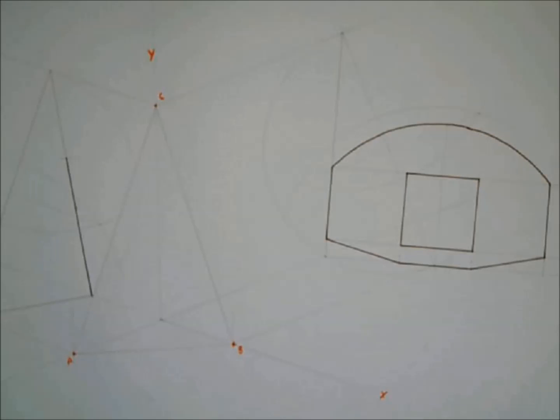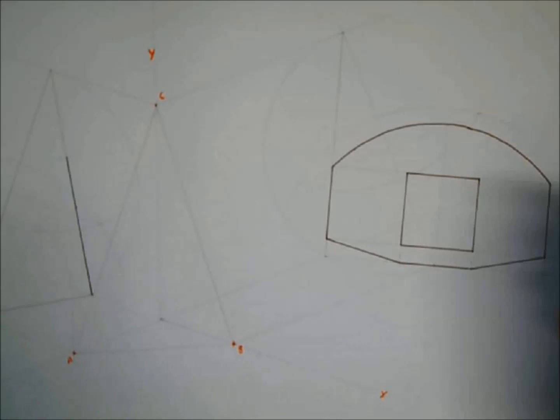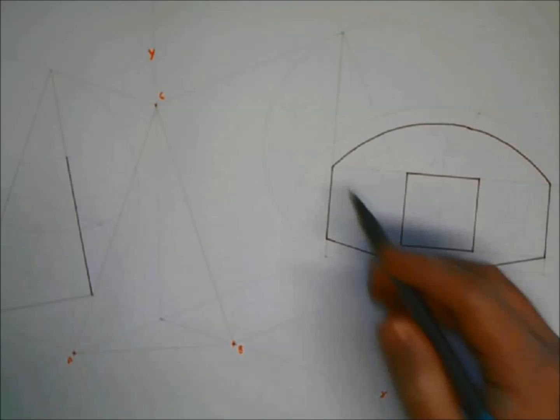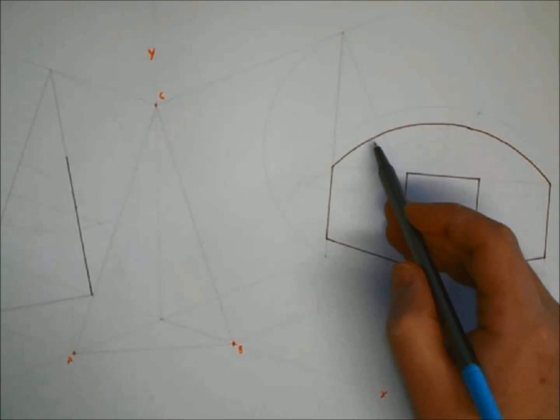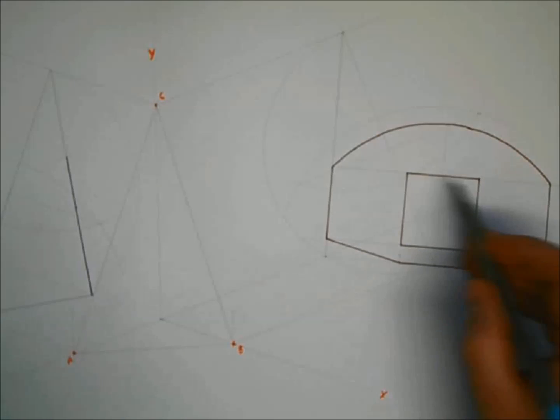Okay, so labeling is always key in a question like this. So I'm going to label the main outline points of the elevation. I'm going to leave the curve to the end. I'm going to mark in the 4 points here of the square on the backboard. Alright, so we'll go with these first. So we'll go with letters for these.